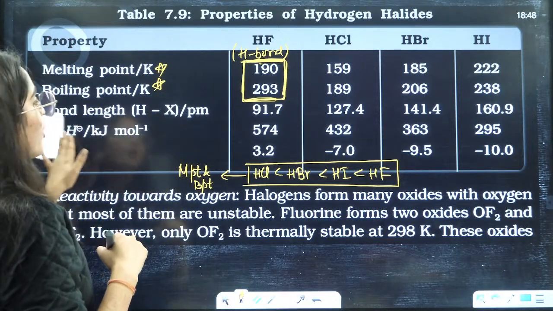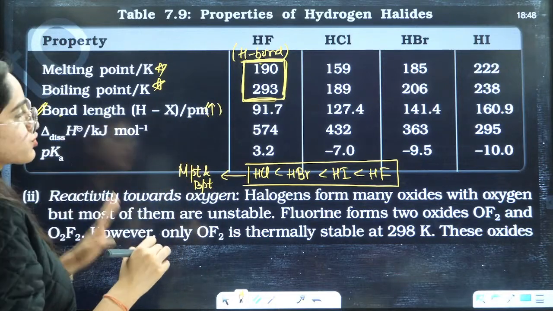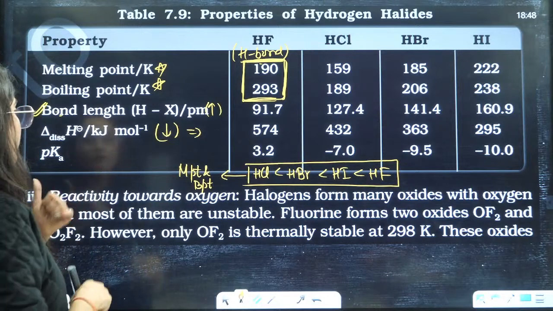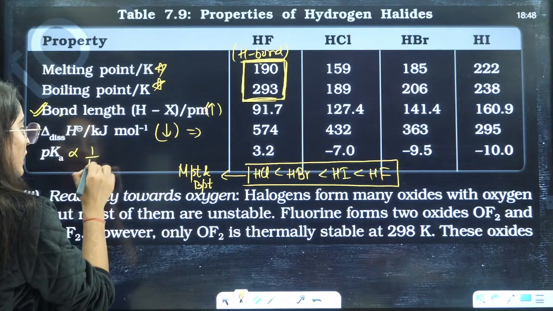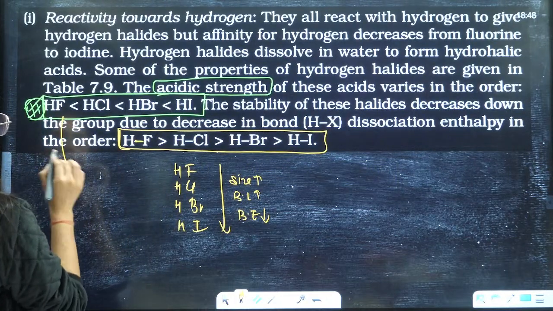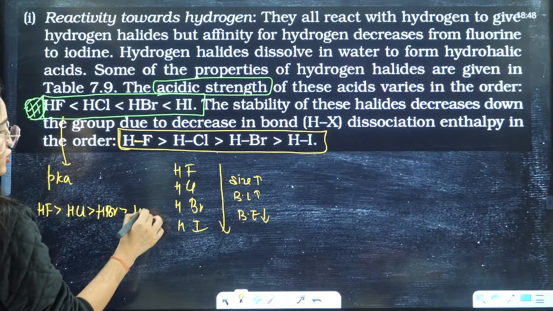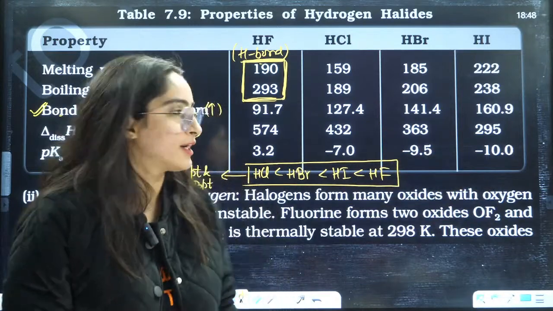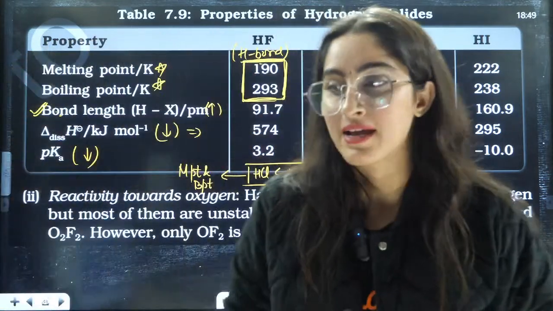Then we have bond length. Bond length is definitely increasing down the group. This we have already done. Then we have dissociation energy, which is obviously decreasing down the group. This also we have done, right? And what about pKa? pKa value is basically the opposite of Ka. We know that acidic strength is this one. So pKa value will be HF, then HCl, then HBr, then HI. The same thing is mentioned here. It is basically decreasing only, because it is opposite of acidic strength, right?